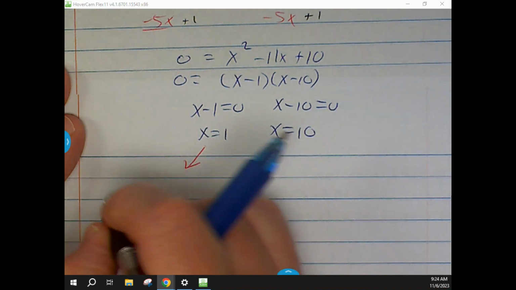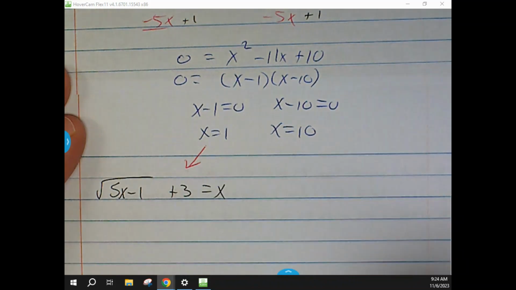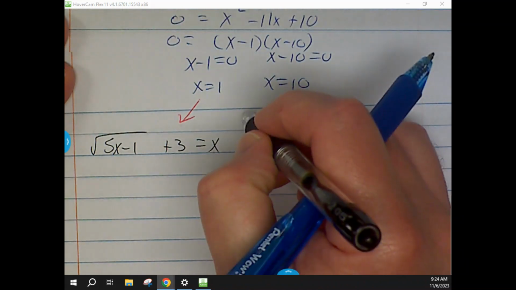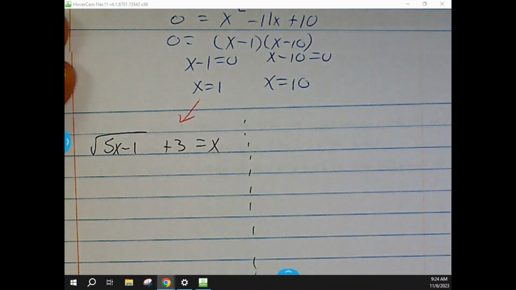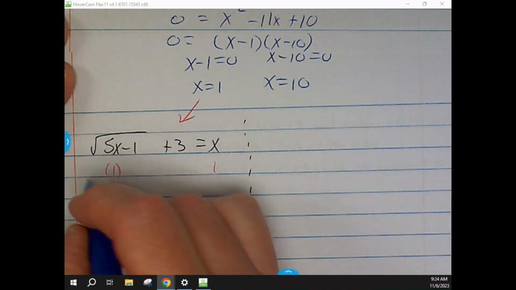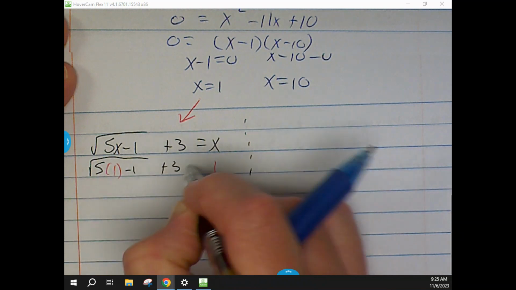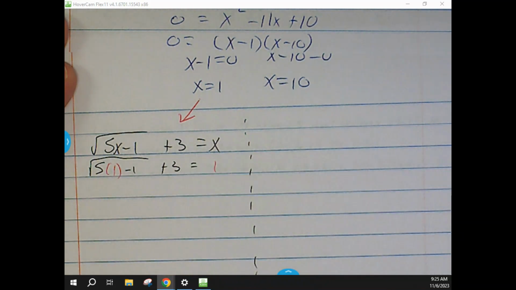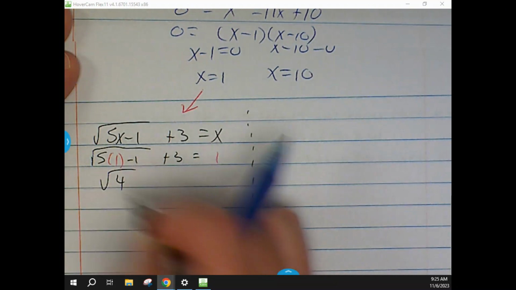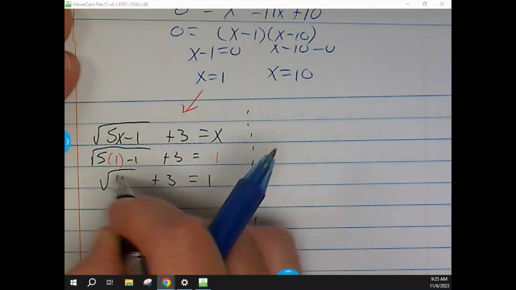So we're going to take that, plug it back into the original equation, and see if this actually does give us two equal expressions. Okay, so plugging in x equals 1. So we've got the square root of 5 times 1 minus 1, plus 3 equals 1. So that's the square root of 5 minus 1. That's the square root of 4. Square root of 4, again, math is easy. Square root of 4 is 2.